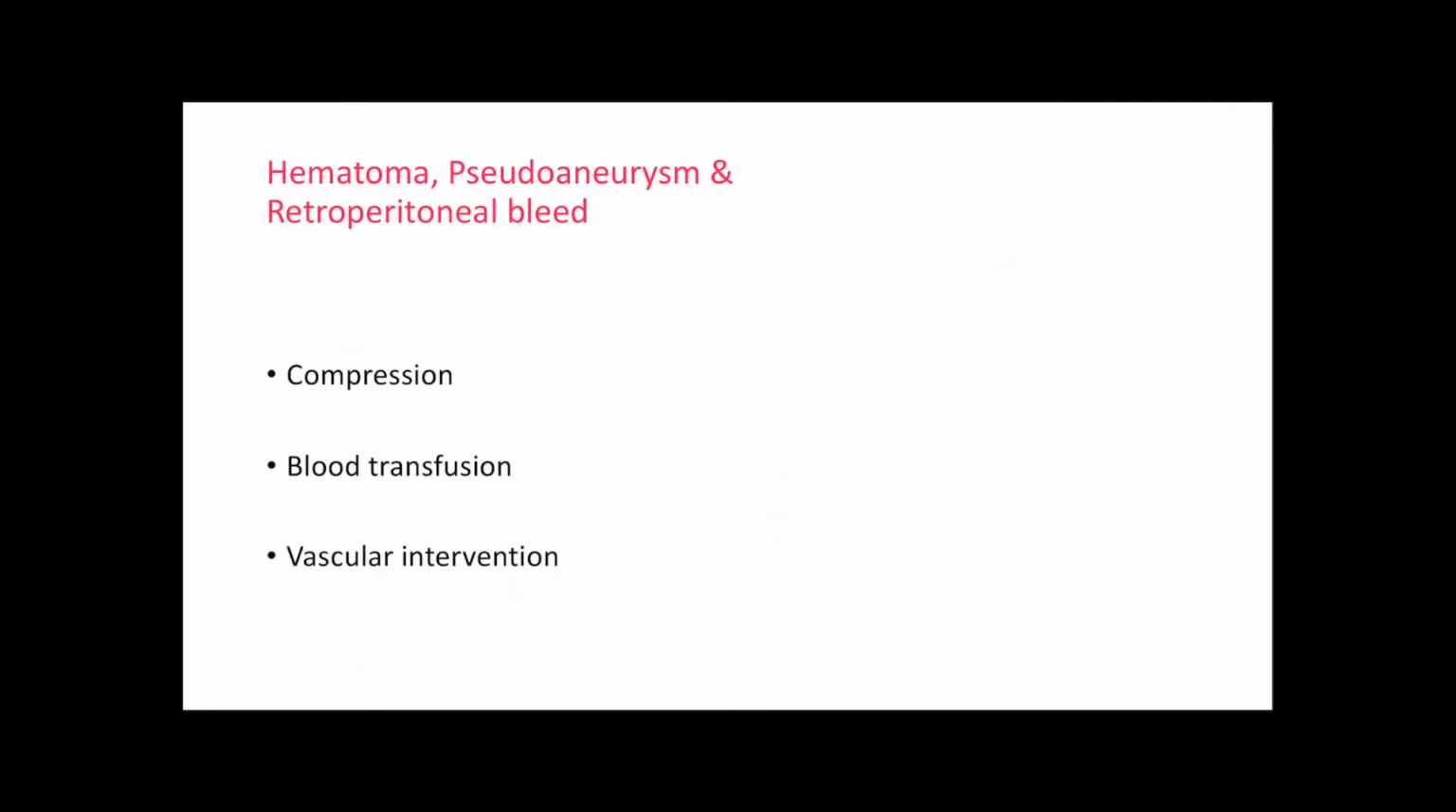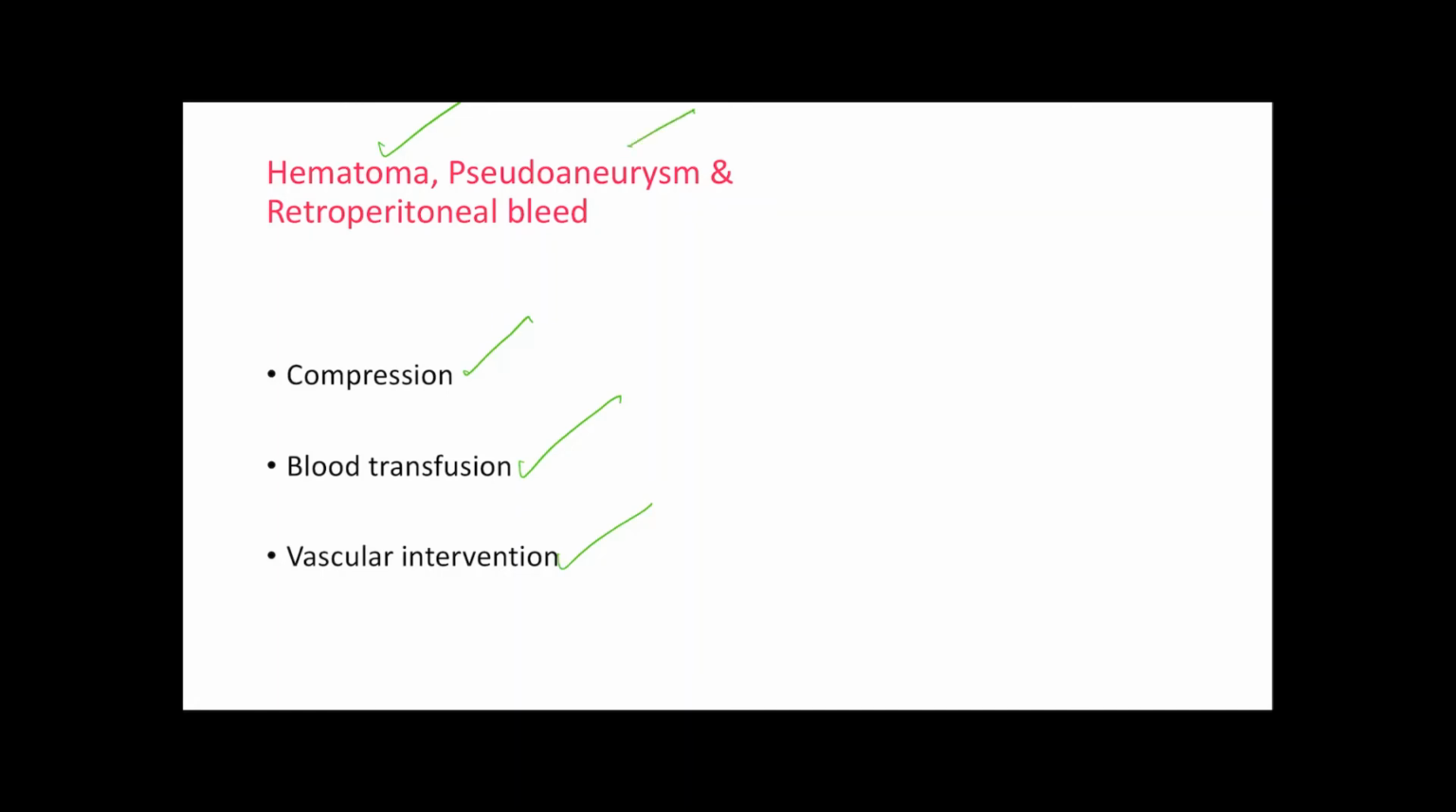So coming to troubleshooting here: hematoma, pseudoaneurysm, and retroperitoneal bleed. I told you hematomas are pretty common in femoral access. Most of the hematomas can be treated by compression. Sometimes if the bleeding is very large, you may need a blood transfusion, and at times vascular intervention in the form of internal tamponade, or maybe open surgical intervention.